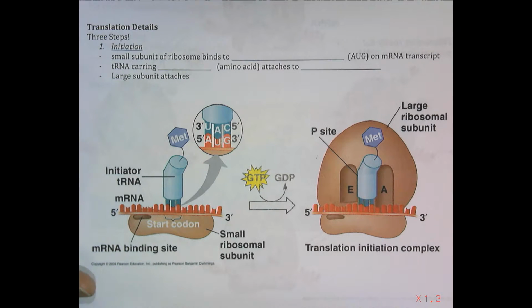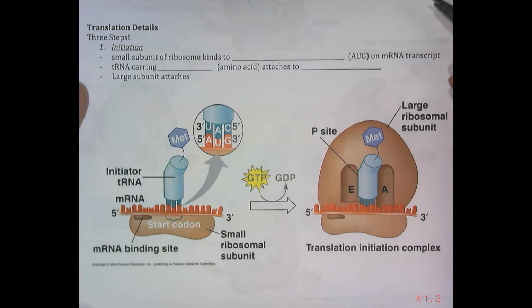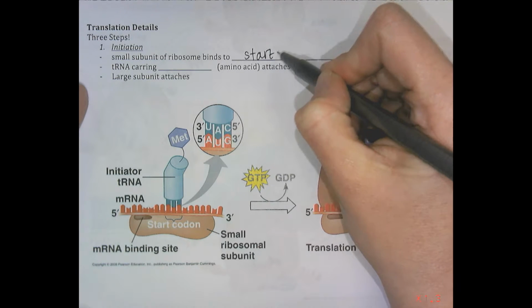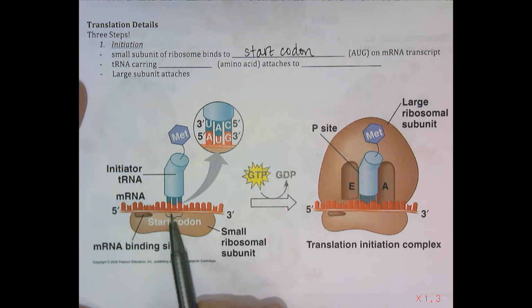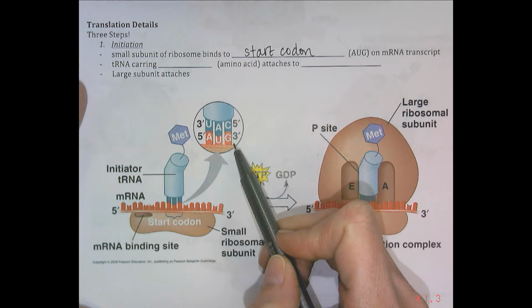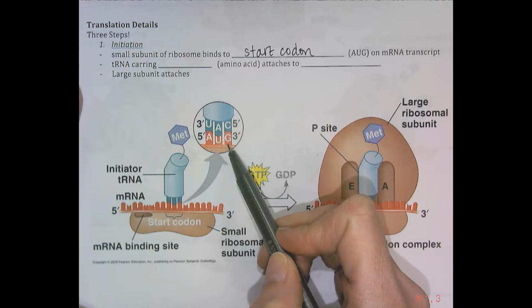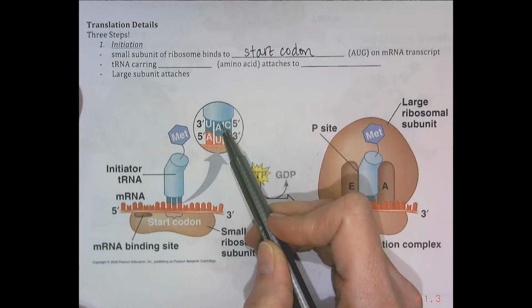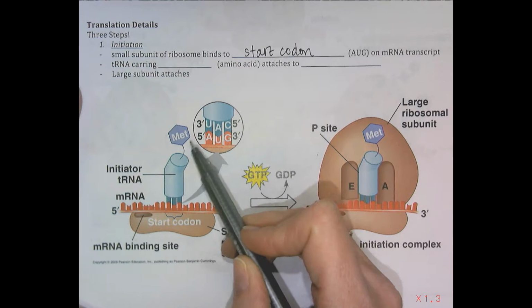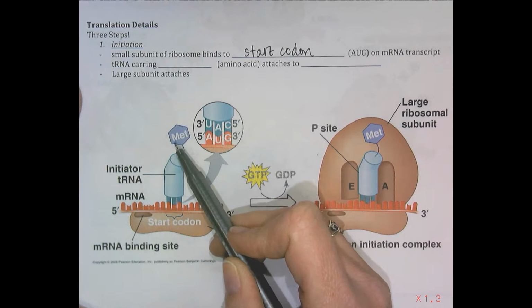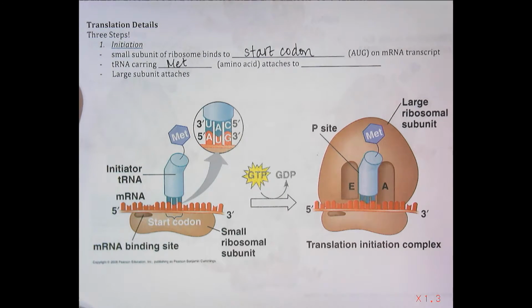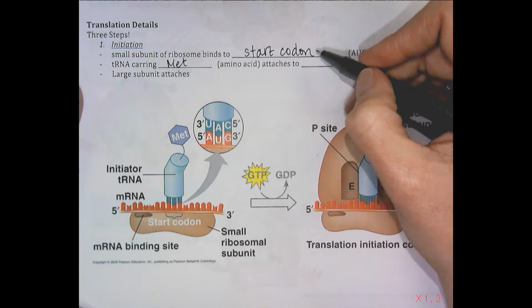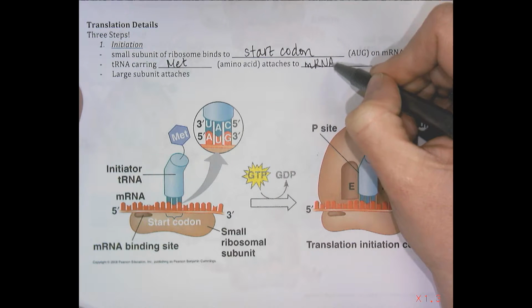So the first step is called initiation. During initiation, the small subunit of the ribosome is going to bind to the start codon found on the mRNA transcript. So that's located right here, and there's a nice blow up of this right here. The start codon is always AUG. And that means that the starting anticodon is always going to be UAC, and the tRNA is always going to be carrying the amino acid methionine, abbreviated MET. So MET will always be our first amino acid, and that tRNA is going to attach to the mRNA start codon.